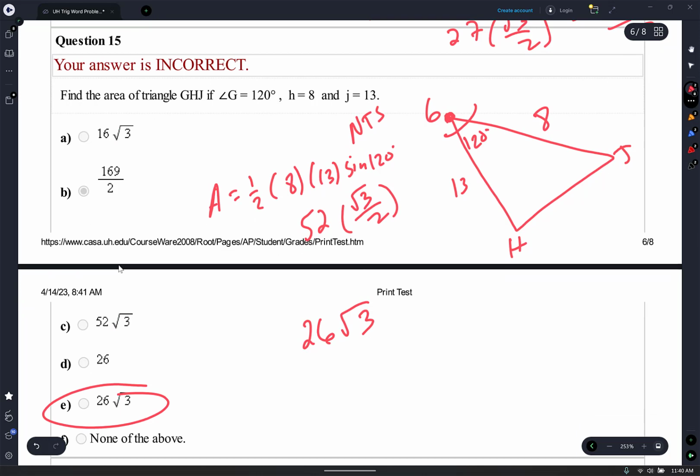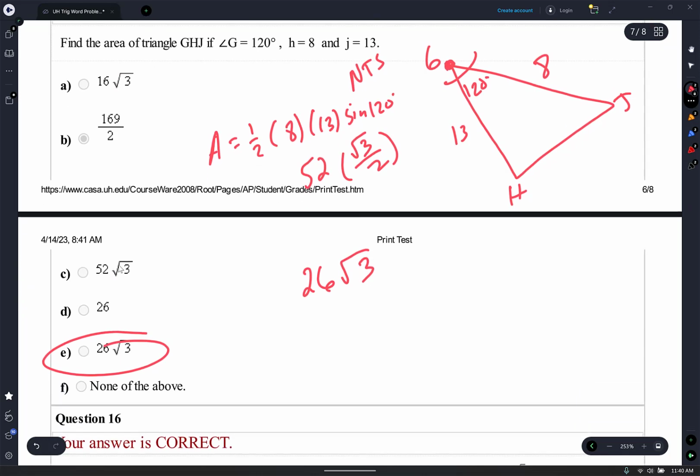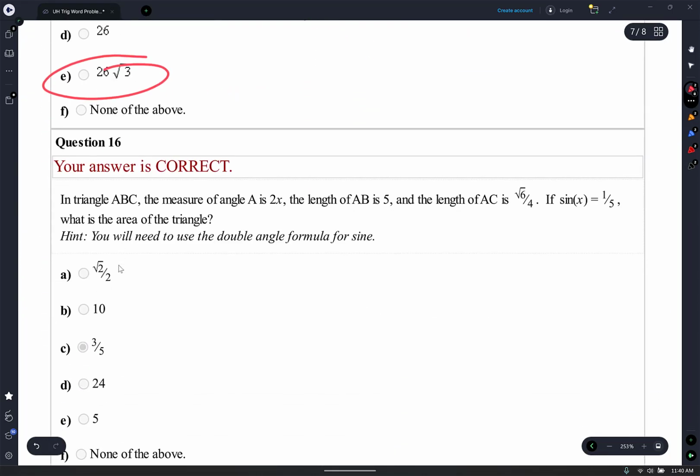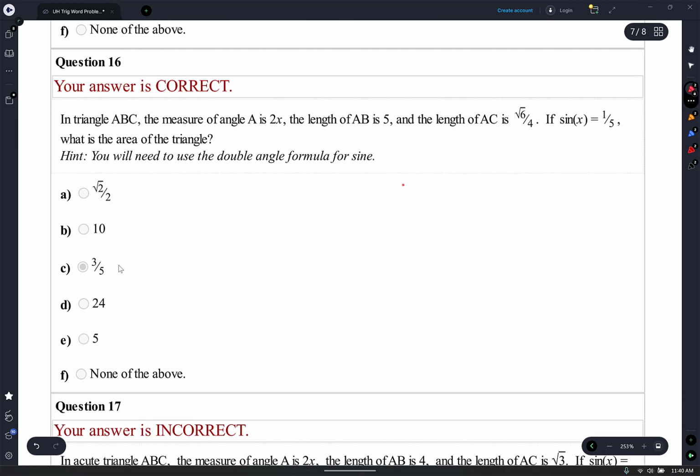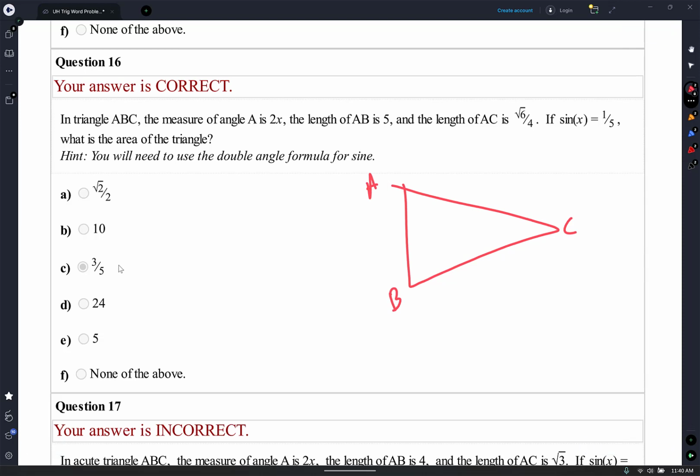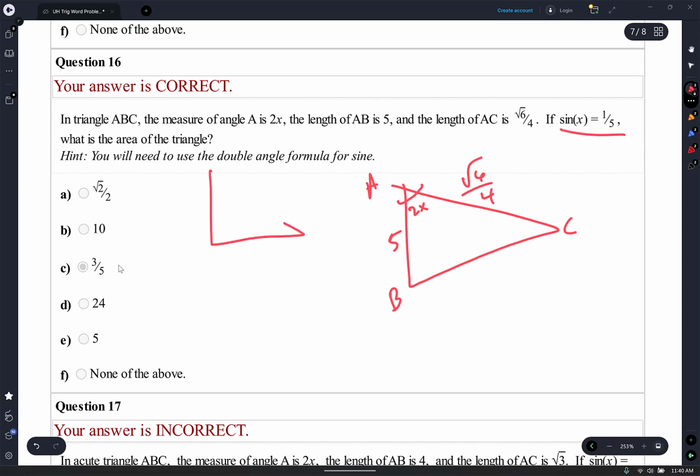And we'll look for that. All right, let's go to the next one. Triangle ABC. So again, I have triangle ABC, and angle A is 2x, and the length of AB is 5, and the length of AC is square root of 6 over 4, if sine x is 1/5. So draw another triangle for that one.